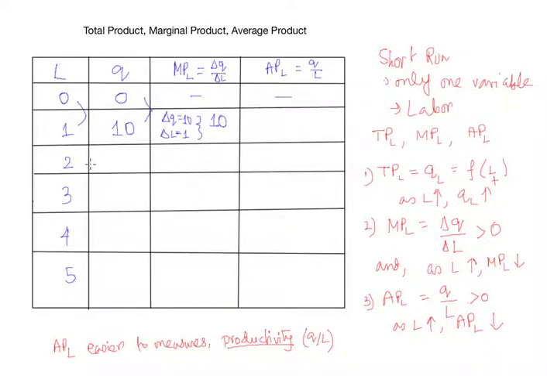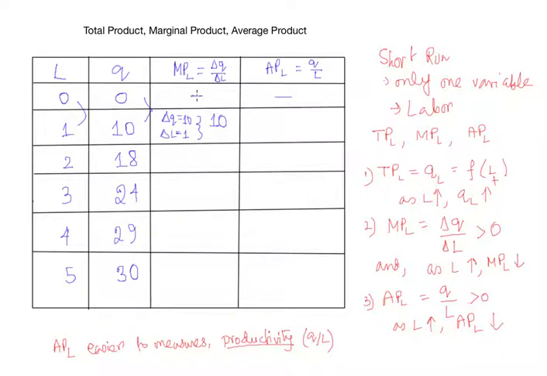So after adding the second unit of labor, the farm produces a total of 18 units of output. Let me put in some numbers for the rest: 24 and then 29. And then let's say this is 30. Let us fill out these other two columns.